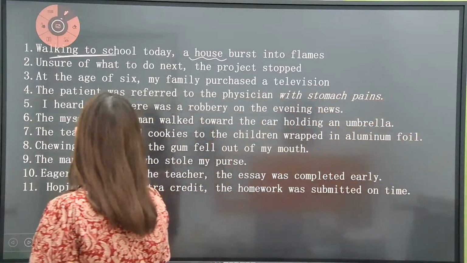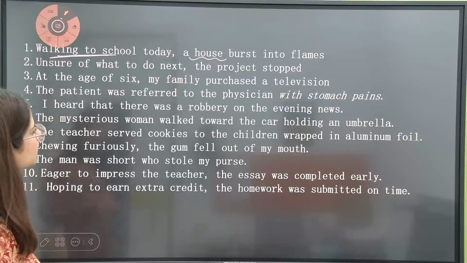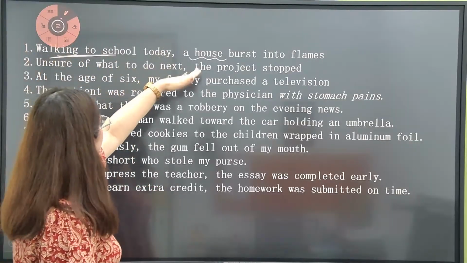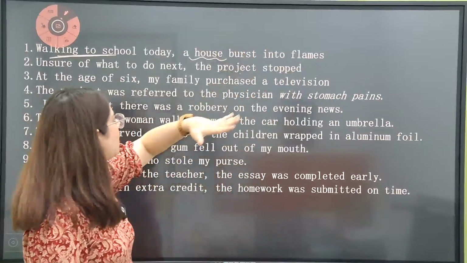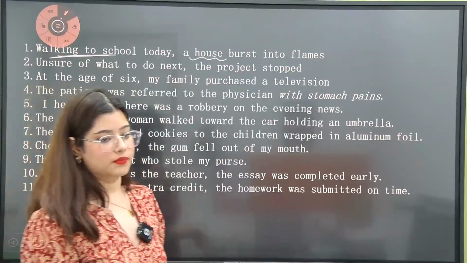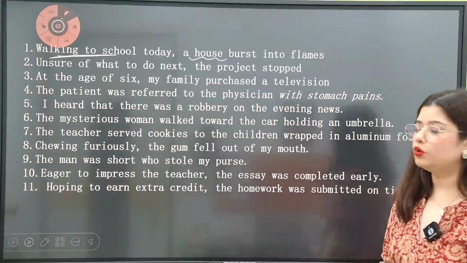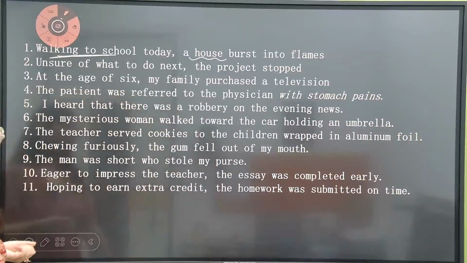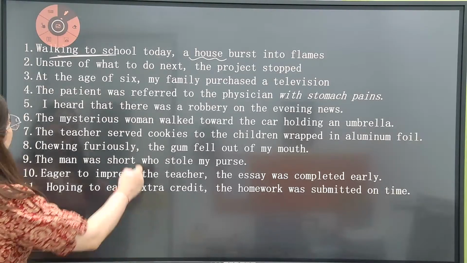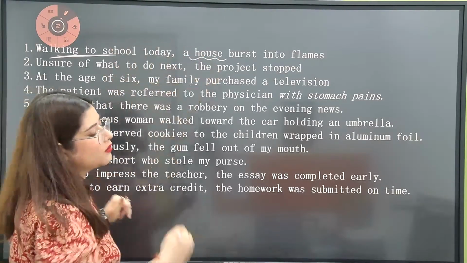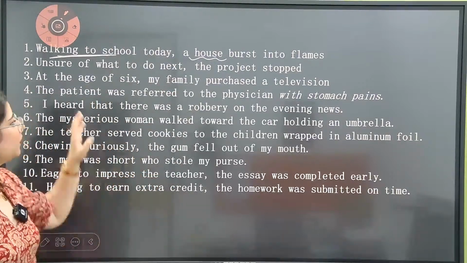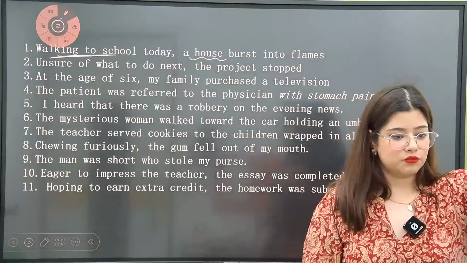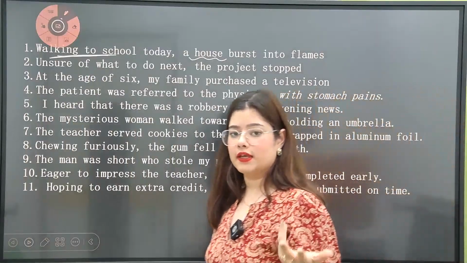Walking to school today, I saw a house burst into flames. Or, while I was walking to school today, I saw a house burst into flames. Right? So this is a dangling modifier error right here, and we need to introduce a subject in this sentence. Once we have introduced a subject, we have corrected the error.